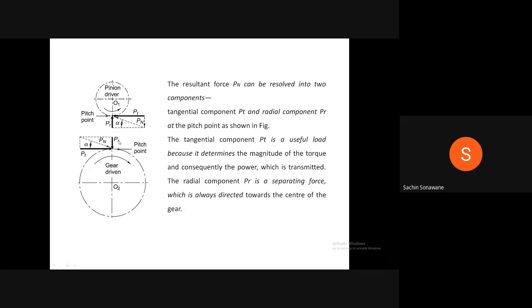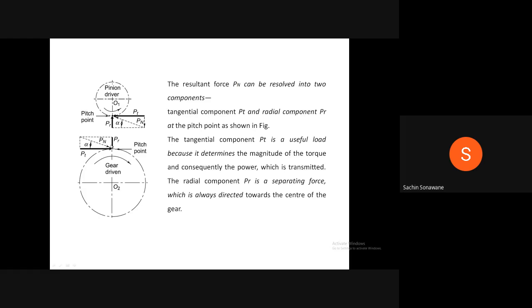Same case, radial force. The force which passes through the center of the gear, or through the center of a circle or anything of circular shape, is known as radial force. Therefore, if you see the diagram, this radial force is acting vertically upward on the pinion and vertically downward on the gear. That's why this radial force is known as separating force.